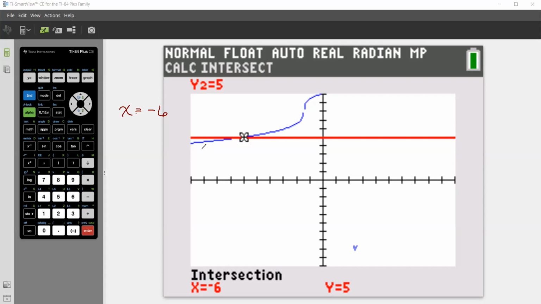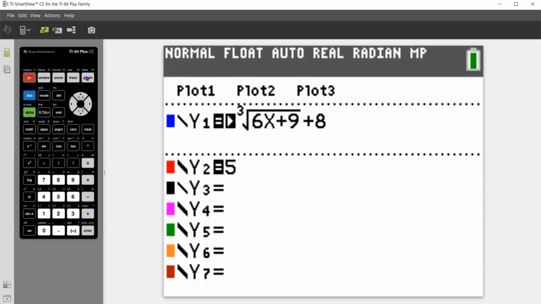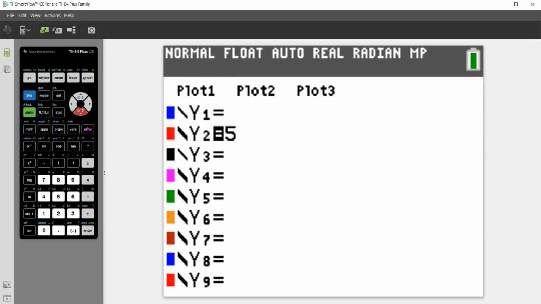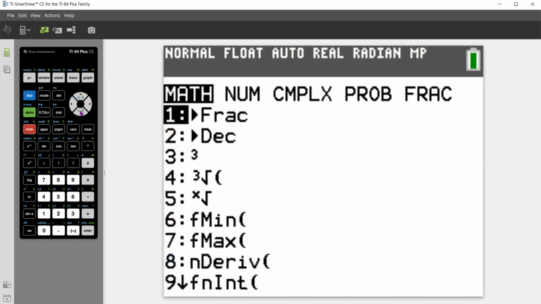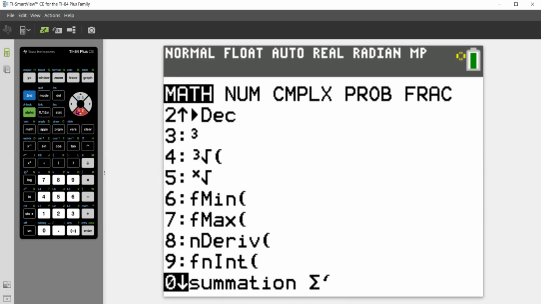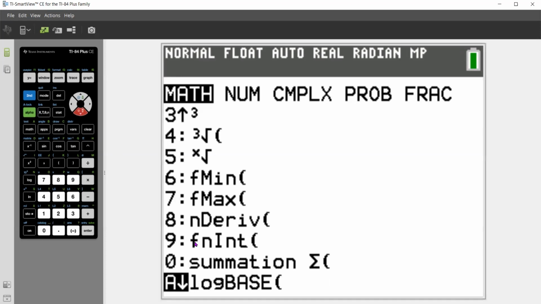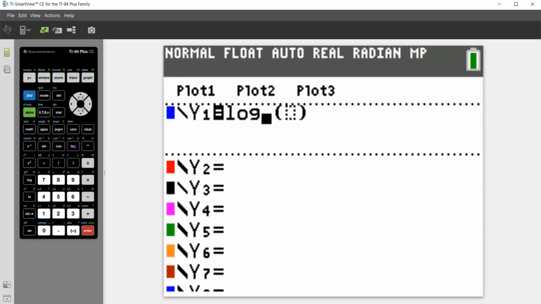The second problem is a log-based type problem. So let's clear this out, and let's go ahead and type it into our y equals menu. There are two ways to do this. I'm going to do it the first time with log base 5, because it's a log-based formula. So I'm going to go to math, and I'm going to find the log-based function. There it is, option A. I'm going to press enter.